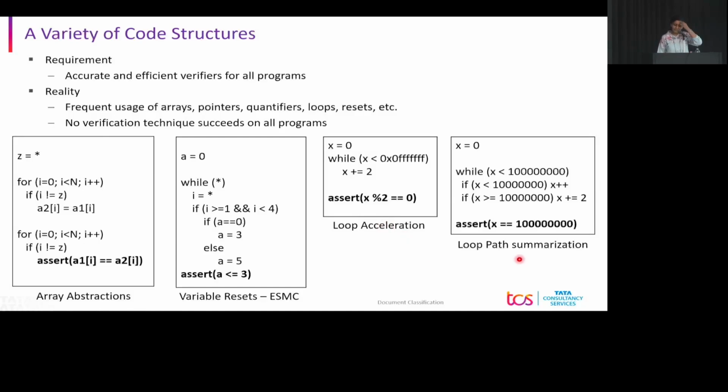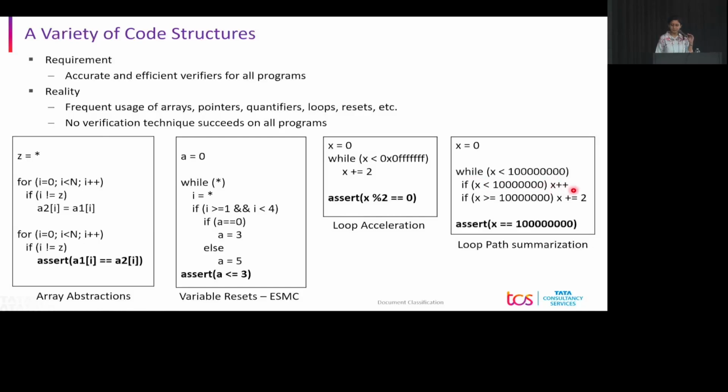And finally, there is another program which cannot be verified using loop acceleration because it has multiple if statements. Then it has a very large state space, so it cannot be verified using ESMC, and it doesn't have arrays. But there's another way to verify this program. If you could figure out which path in this loop is taken first, you see there's a pattern.